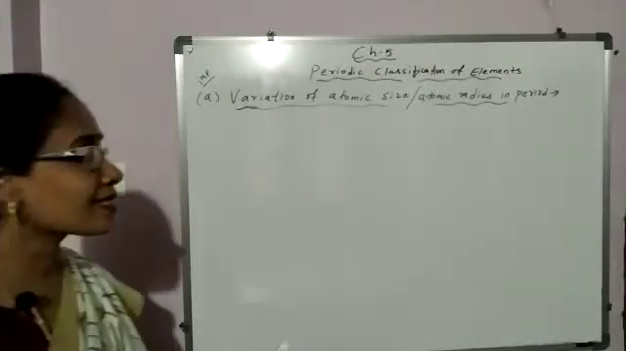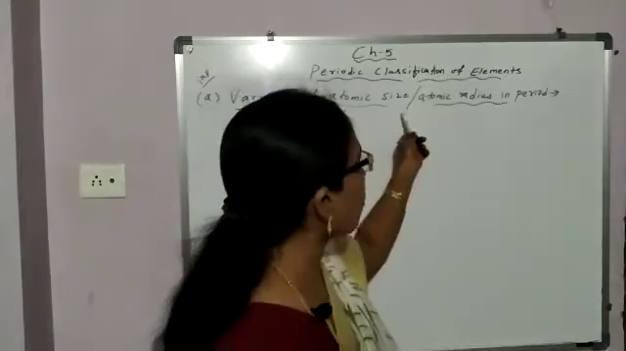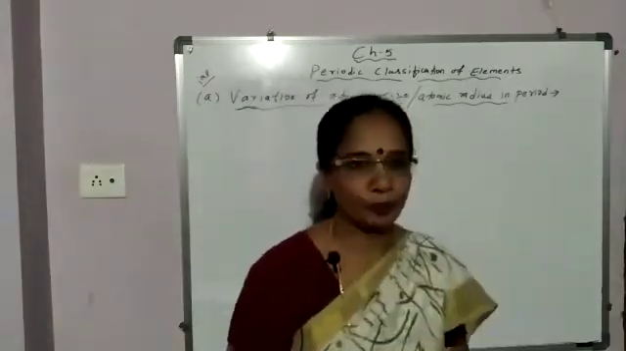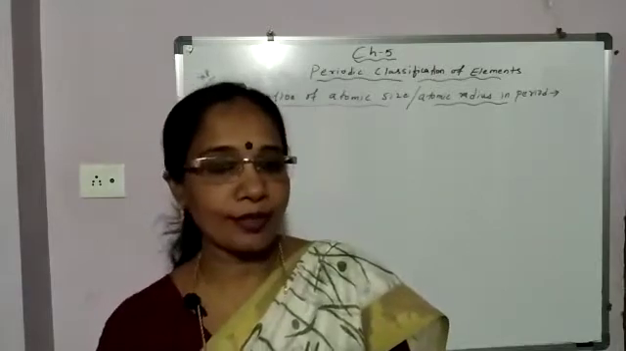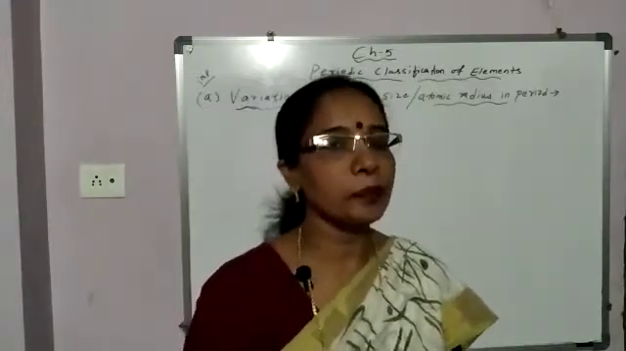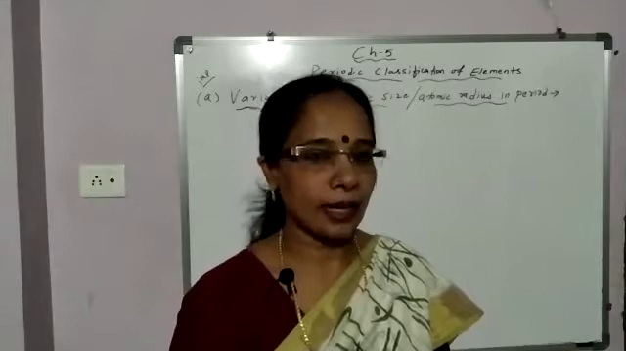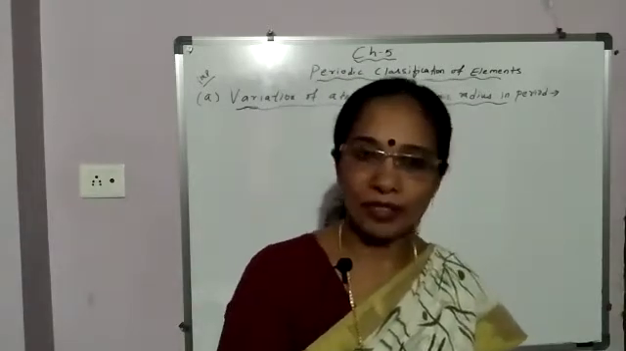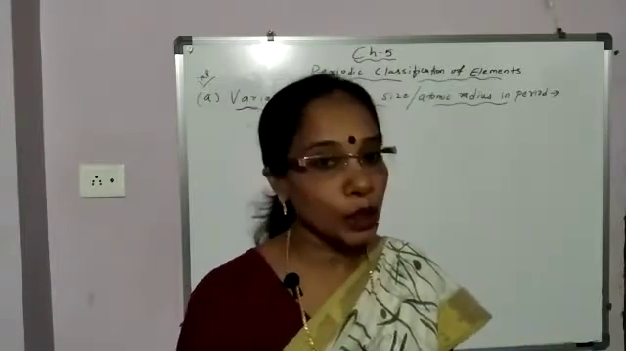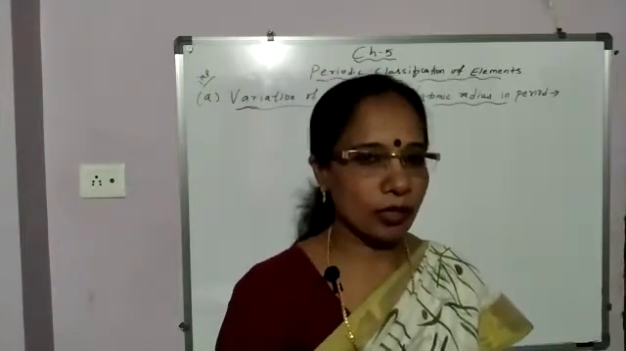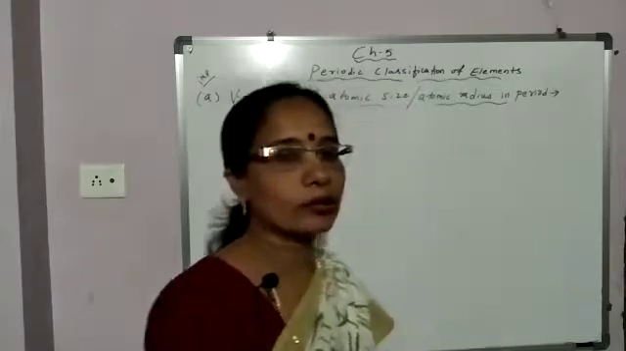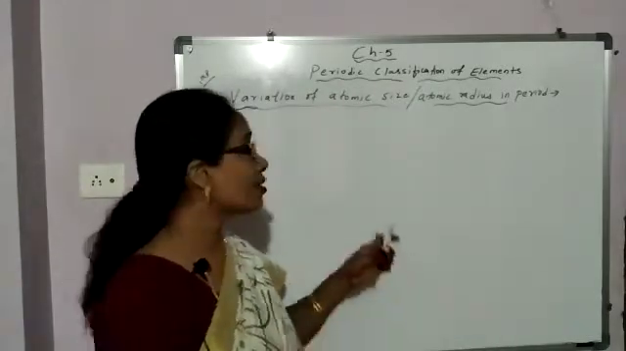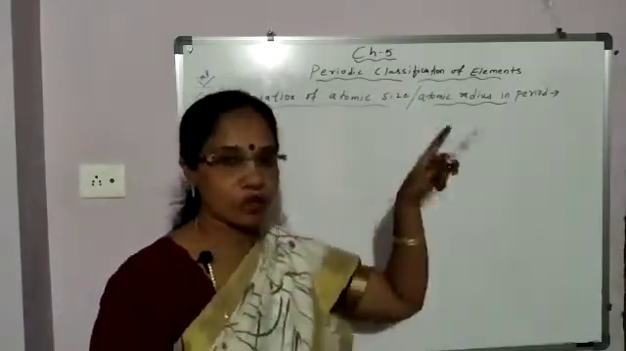Next, students, we will discuss the variation of atomic size in a period. This is an important question, students. This question comes in the board exam. Directly also the question is asked: discuss the variation of atomic size or atomic radius in a period or in a group. Or separately also the question is asked based on this variation. So this topic is very important in this chapter.